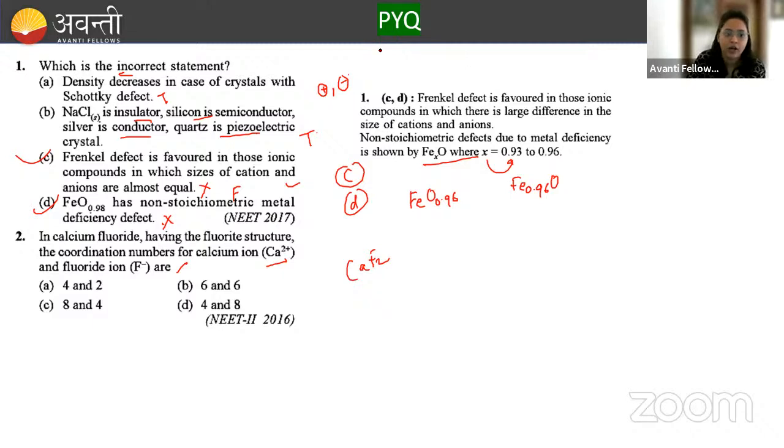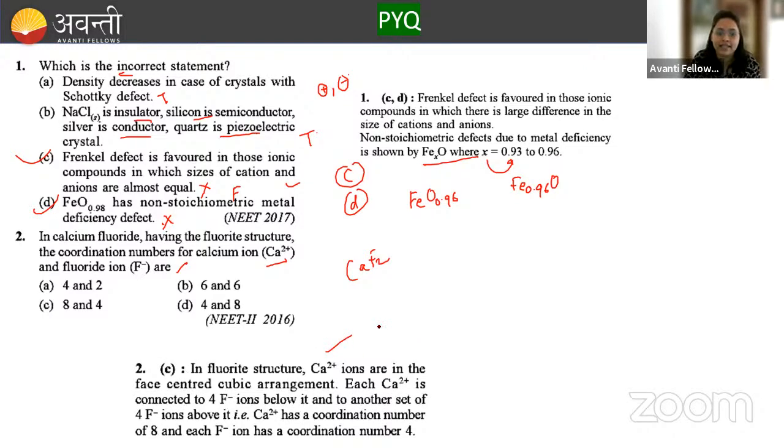Very good, Ayushi. Okay, so for calcium fluoride, there is a fluorite structure in which Ca2 plus ions are in FCC arrangement, and each Ca2 plus ion here is connected to 4 F minus ions below it, and to another set of 4 F minus ions above it. Okay, so Ca2 plus ion, its coordination number is 8. On the other hand, F minus ion is having coordination number 4.